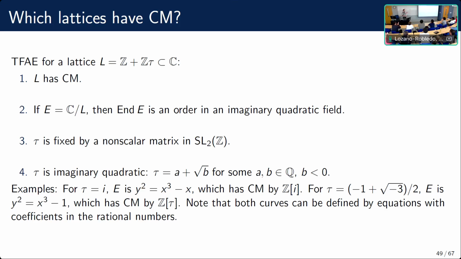As an example, when tau is i, you just get this nice equation that has CM by Z adjoin i. When tau is this number up here, E is this equation, and that has CM by Z adjoin tau. Both curves can be defined by equations with coefficients that are rational numbers, which maybe you didn't expect a priori.